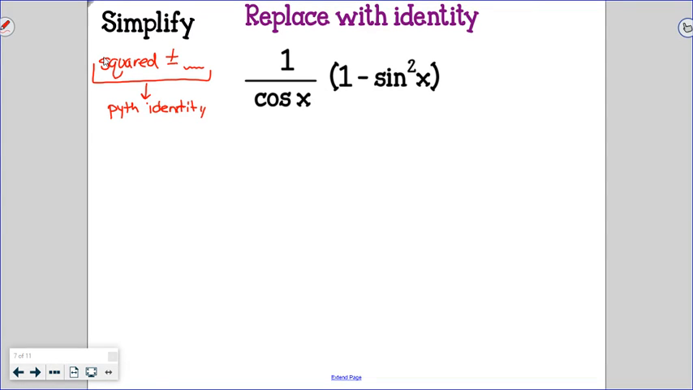Okay, for example, in this one, we have something squared accompanied with a plus or a minus. When that happens, go to your identity sheet. Now, be careful about the order that those things are written, but on your identity sheet, do you guys see a 1 minus sine squared? Okay, and what does 1 minus sine squared equal? Cosine squared, which means I can take this out and replace it with what it equals.